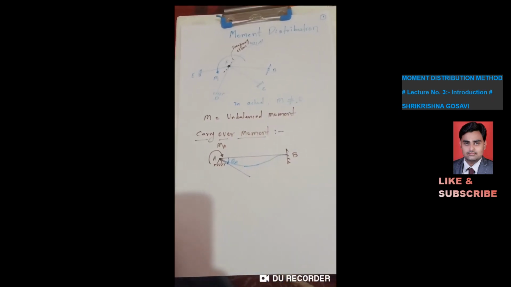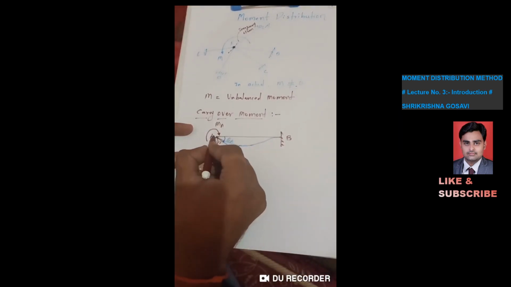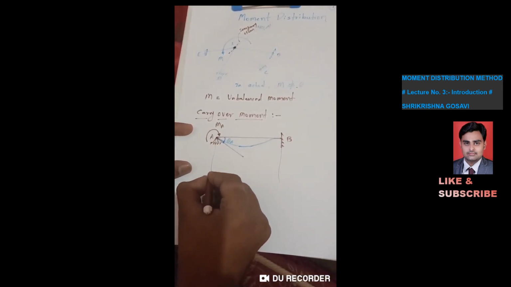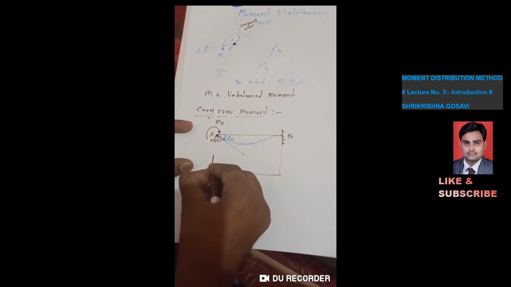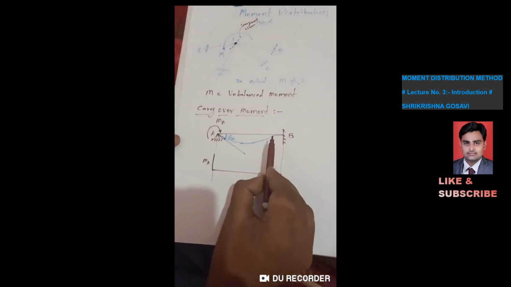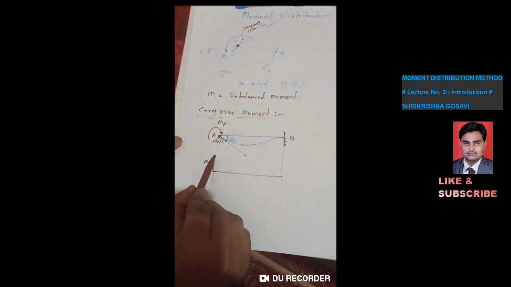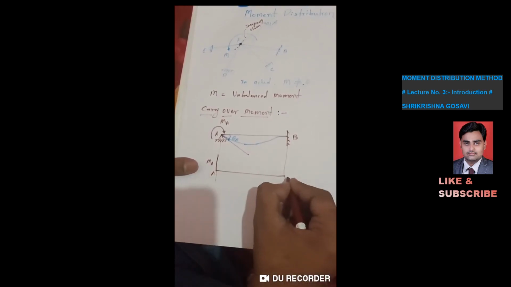Now here if I draw the M over EI diagram of the above beam, the M over EI diagram can be drawn. Here is the moment MA. Now suppose if here also the hinge support is provided, then I can directly join this point to this point. So this is our point A and point B.